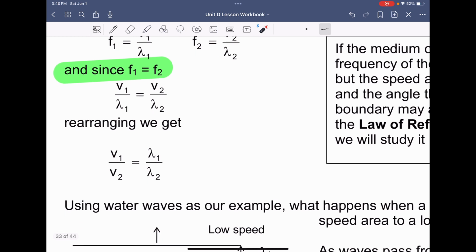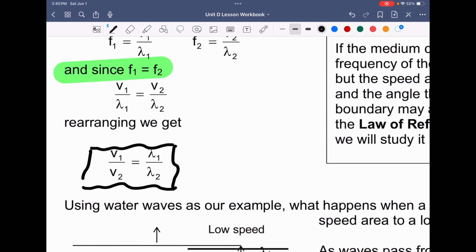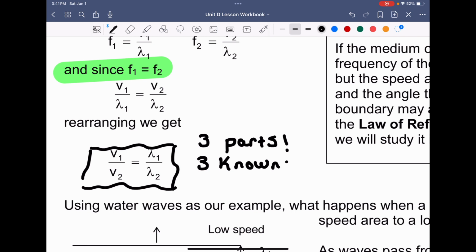Now, on your formula sheet, this is what you're going to be given. Rather than having the equation where frequency equals frequency, they just rearrange it a little bit and give us speed 1 over speed 2 equals lambda 1, or wavelength 1, over lambda 2. This is the one that you're going to work with. In order to solve using this equation, we have to have three pieces of information. So we have three knowns with one unknown.